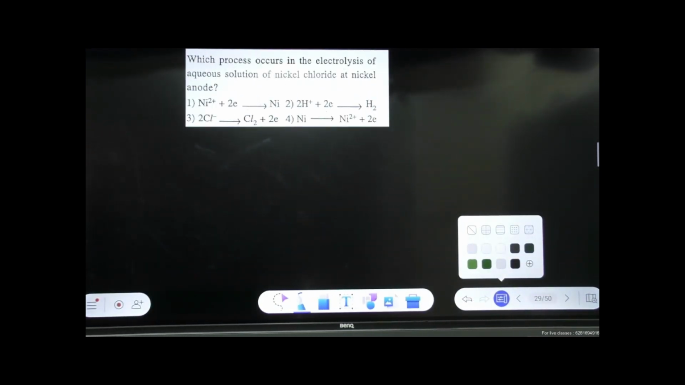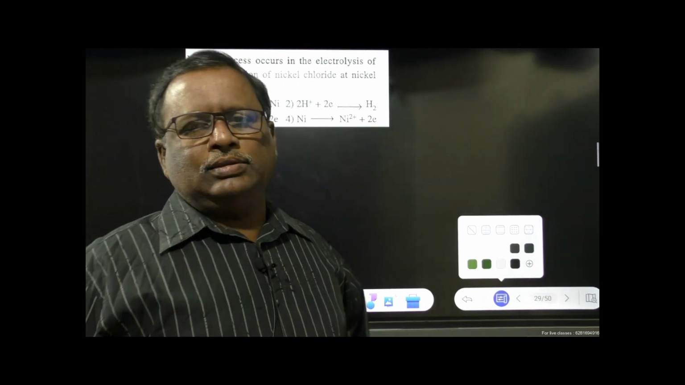Which process occurs in the electrolysis of aqueous solution of nickel chloride at nickel electrode? In electrolysis, at the anode, oxidation will take place. If an inert electrode is used, the anion present in the electrolyte will discharge at the anode. But if active metals are present at the anode, they dissolve and go into the solution.